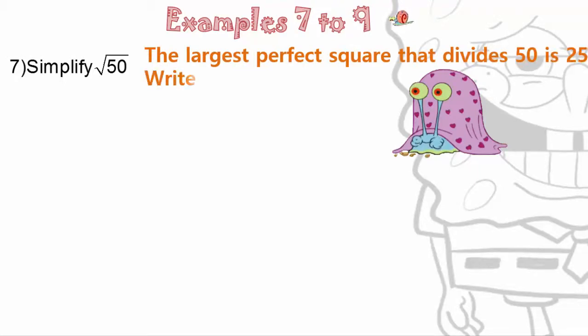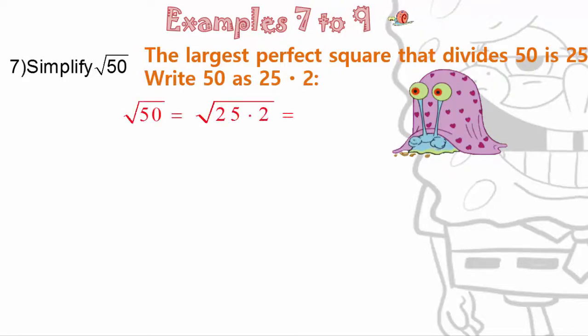Reviewing what we just did on the whiteboard, we found the largest perfect square that divides 50 is 25. We write 25 times 2. So the square root of 50 is equal to the square root of 25 times 2, and we take the 25 out of the radical sign using our product rule, and we end up with 5 square root of 2 as our final answer.